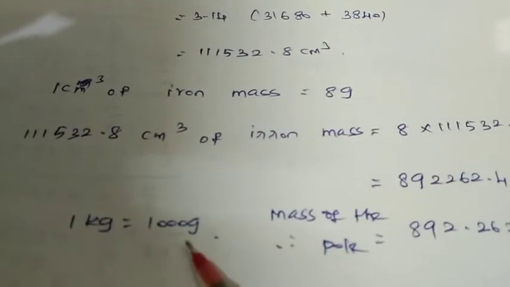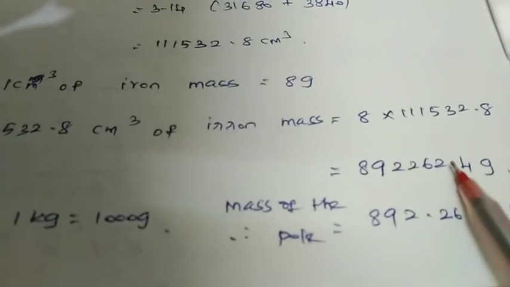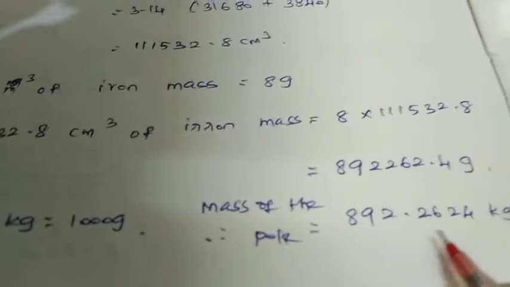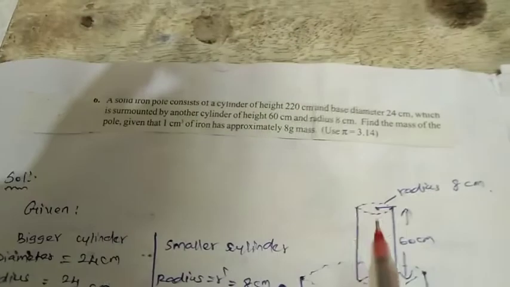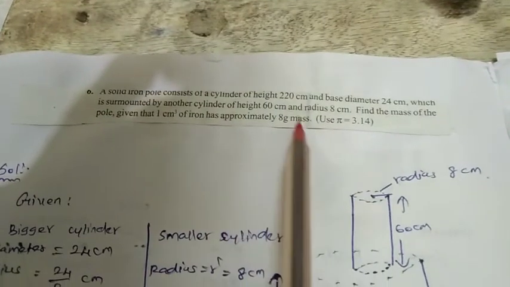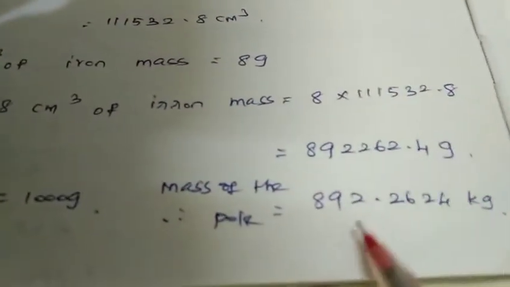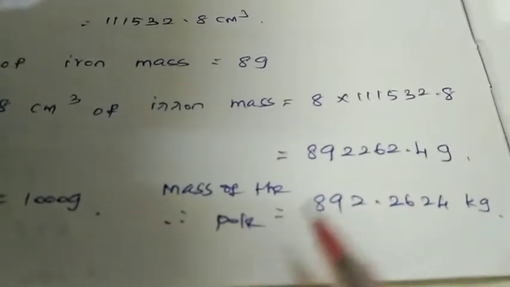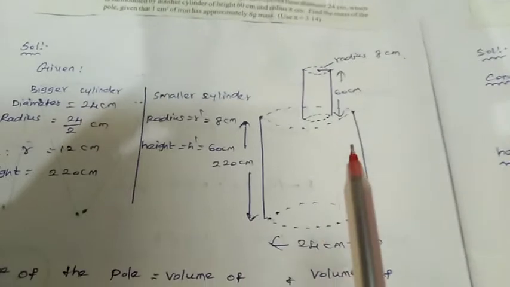For 1 kilogram we know that it is 1000 gram, so we need to divide by 1000. So put the decimal: 892.2624 kilogram. This is the gram answer, and this is the kilogram answer. The question says that 1 centimeter cube of iron has approximately 8 gram mass. It is not specified whether to give a gram answer or a kilogram answer, but we know that we can convert this much gram into kilogram, so finally we give the kilogram answer. The question is just to find the volumes, add their volumes, that's all.